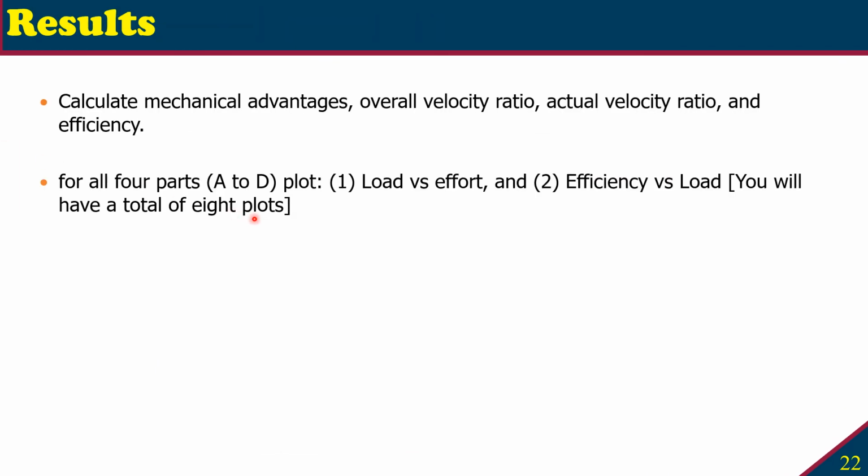So for our result, we have to calculate the mechanical advantages, overall velocity ratio, actual velocity ratio for the compound gear only, and the efficiency for all four arrangements. So for all four parts arrangement from A to D, for all four experiments, we have to plot load versus effort to see the slope will give you the mechanical advantage, and we'll also have to plot efficiency versus load. So together we'll have total 8 plots for 4 tests.